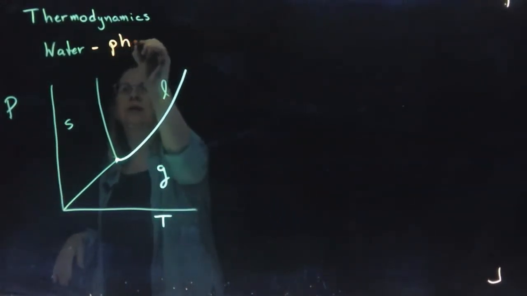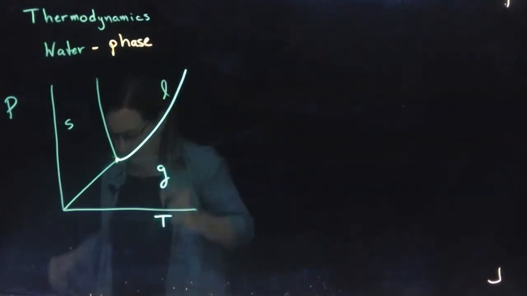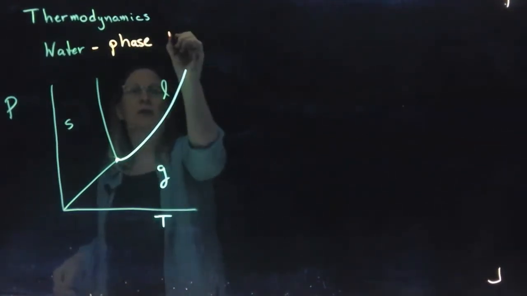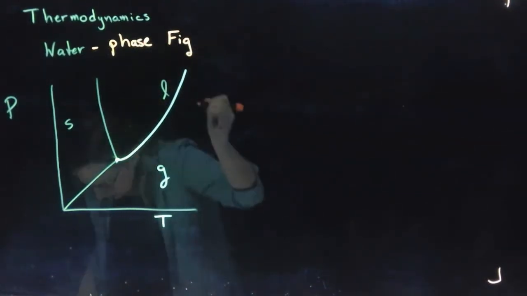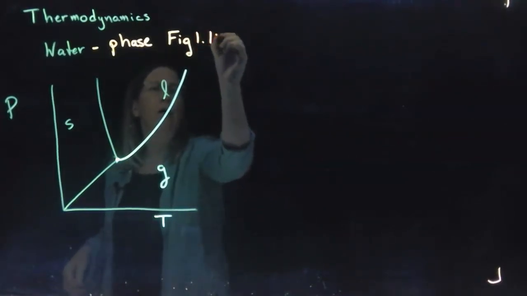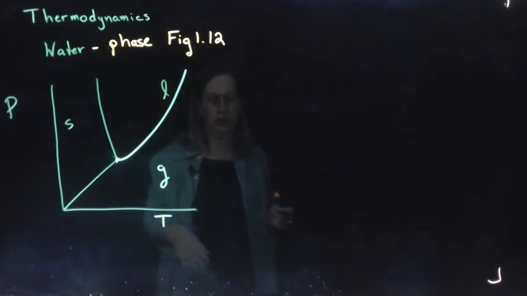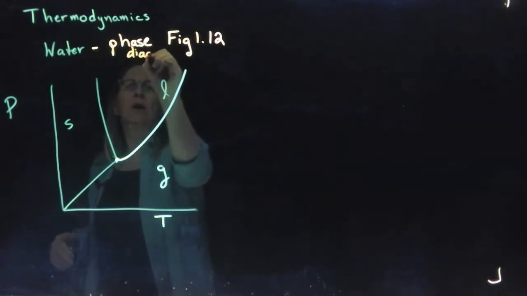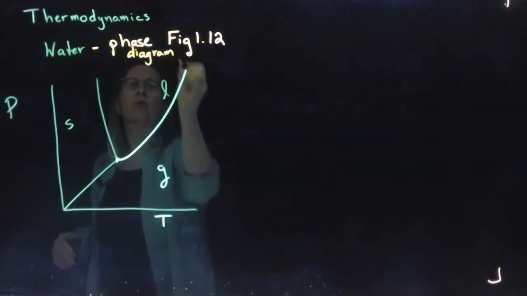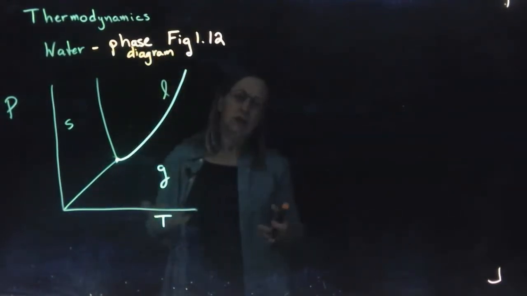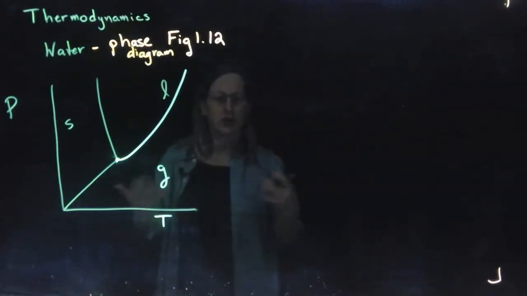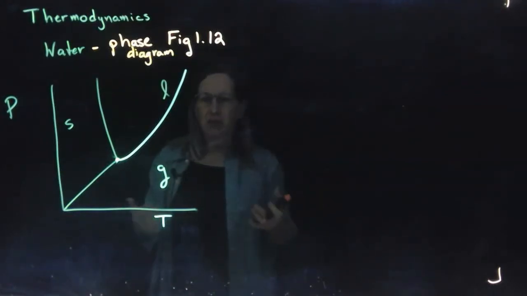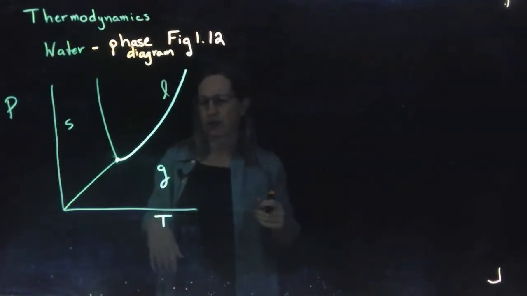This is a phase diagram, and this is my sketch of the diagram in the book. It's figure 12.1.2. What I want to do is just help you read it a little bit, because I think it's useful to see how your general ability to read graphs can lead you to some interesting information off of these graphs.